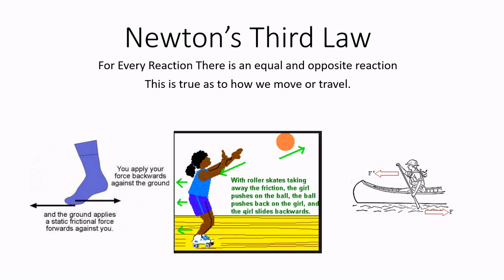When you throw a ball, your hand pushes the ball and the ball pushes your hand. The oar pushes the water, which in turn pushes the oar and thus the boat.